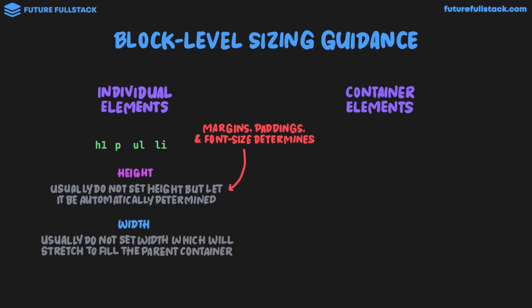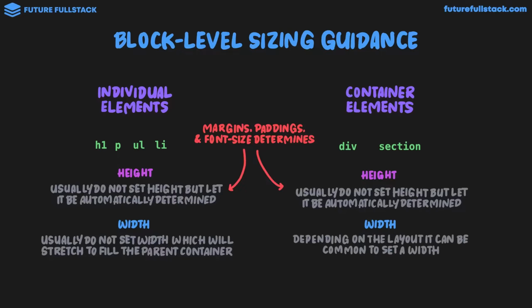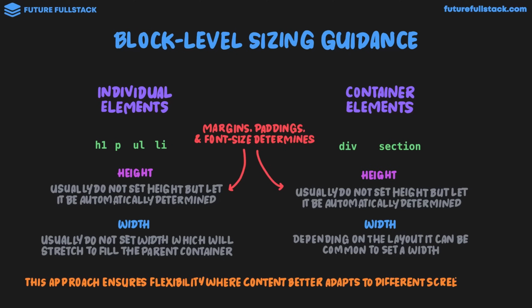For container elements, like divs and sections, and other semantic container elements, for the height, again, we usually do not set the height, but let it be automatically determined. And again, this will be a combination of margins, padding, and font size, which will be both applied to the individual elements inside the container and the container itself. For the width, depending on the layout, it can be common to set a width. And in a moment, we'll be looking at an example of this. This approach ensures flexibility where content better adapts to different screen sizes.